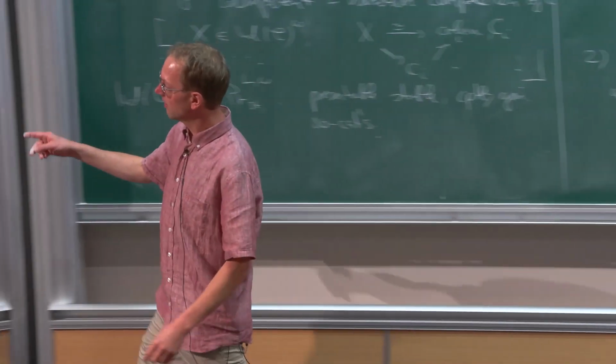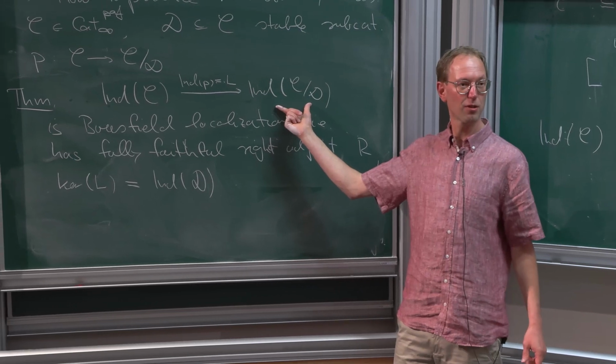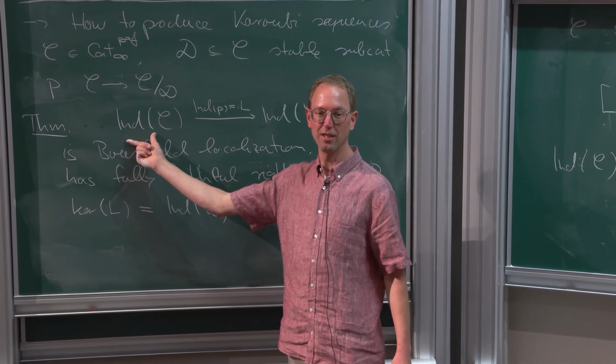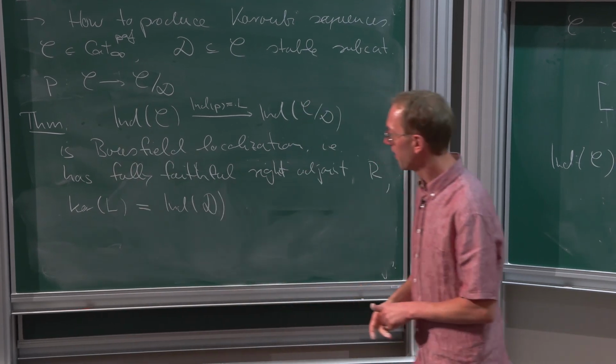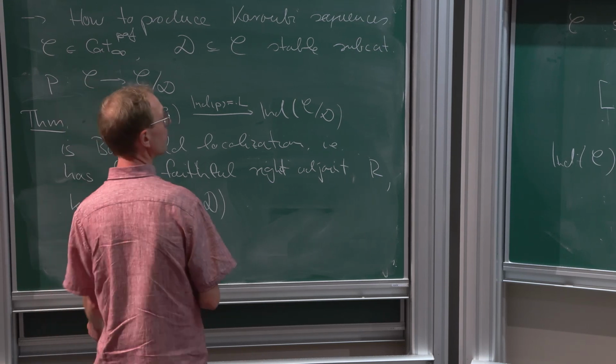Yeah. So in particular, this implies that the Ind-completion of the Verdier quotient is also the Verdier quotient of the Ind-completions, Ind of C mod Ind of D. Okay. So let's indicate how you prove this.